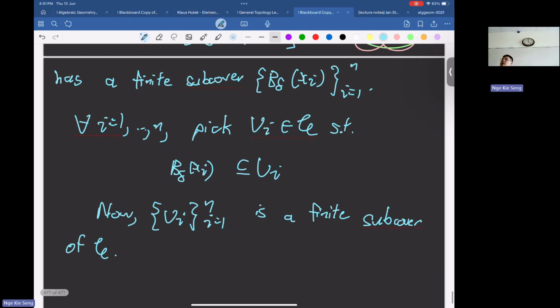Any question so far? Any question? Okay, if no question, let's break until 4:11, and then we'll come back with complete metric space.